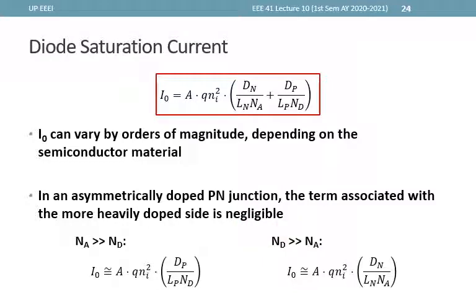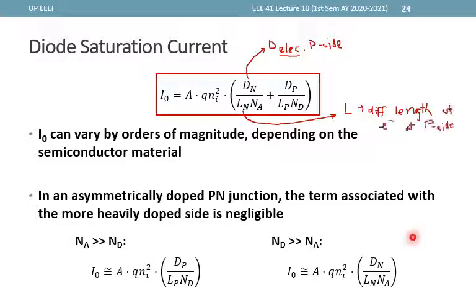Now let's just be careful in interpreting this equation right here. So Dn right here is the diffusivity of electrons at the p side. Okay, so the subscript is n, but that actually refers to the diffusivity of minority carriers at the p side. And this Ln right here, by definition, L is the minority carrier diffusion length. So this is the diffusion length of the electrons at the p side. And these terms are partnered with the doping concentration at the p side. So all of these terms actually refer to the p side. All of these terms refer to the n side.